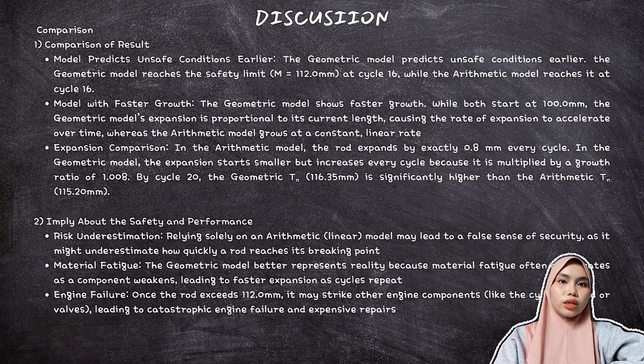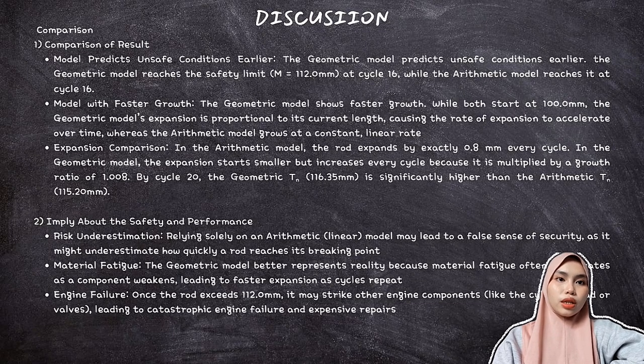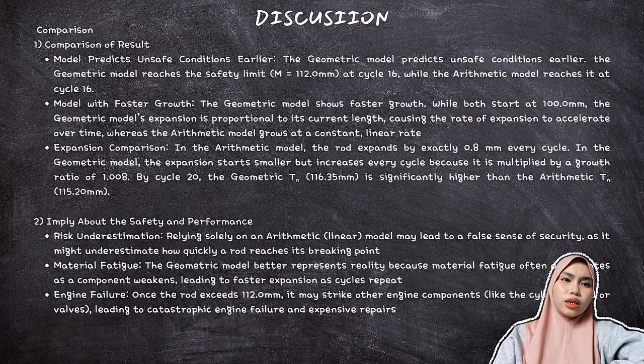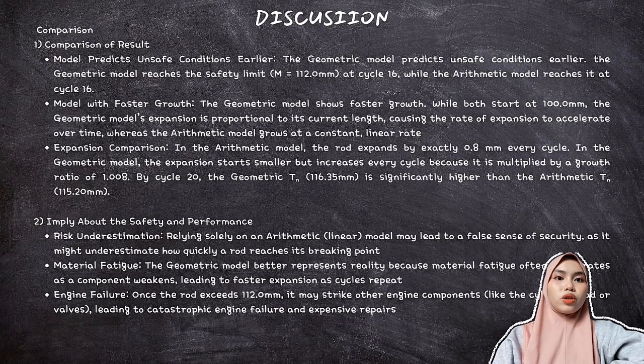So now I'm going to discuss the comparison. The comparison shows that the geometric model predicts unsafe conditions earlier and exhibits a faster growth rate than the arithmetic model. Although both start at an initial length of 100.0 mm, the arithmetic model increases linearly by 0.8 mm per cycle, while the geometric model grows progressively as the expansion rate depends on the current length.